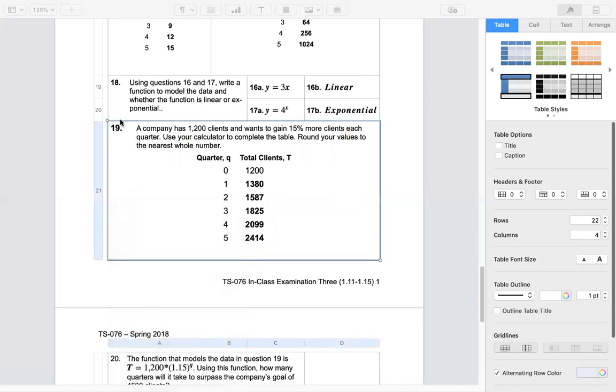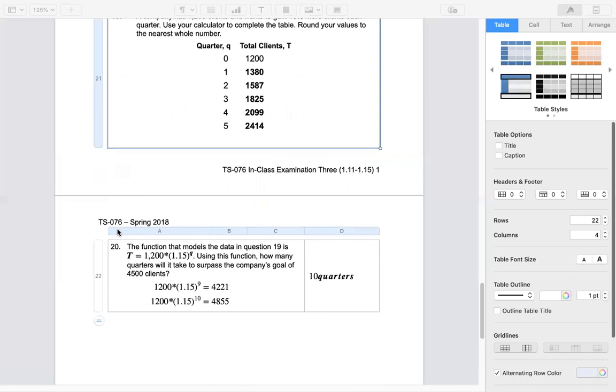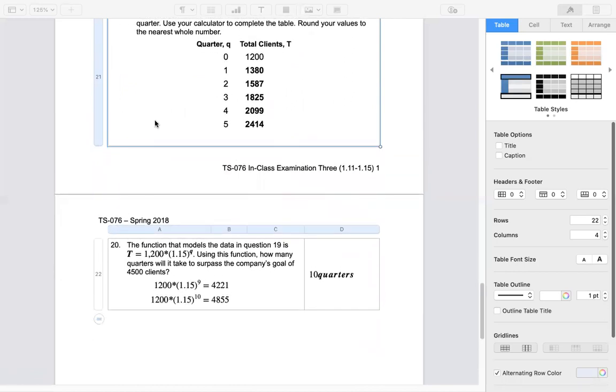So scroll, come on, scroll. There we go. All right, it says here, now, get my pen back. It says the function, which is the formula, the function that models the data in question 19 is the t, this is the term, or the quarter. Quarter 1, quarter 2, quarter 3. So that'd be the term, okay? How much money they made that quarter.